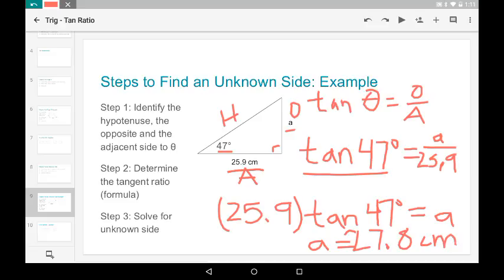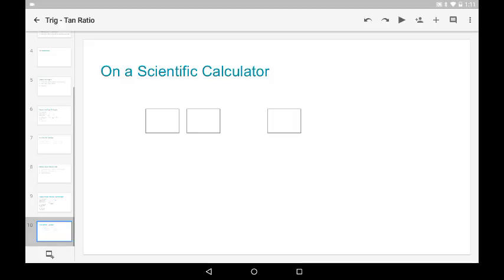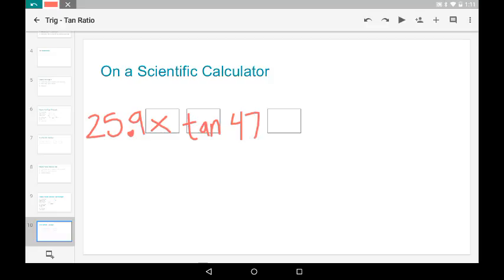Okay? To put that in your calculator, it's a little easier than the other step. There's no second function to worry about. You just type in your number, 25.9, and you multiply by tangent of 47. Again, make sure your calculator's in degrees, and then you hit equals. This one's a much simpler step. 27.8 centimeters was our answer.